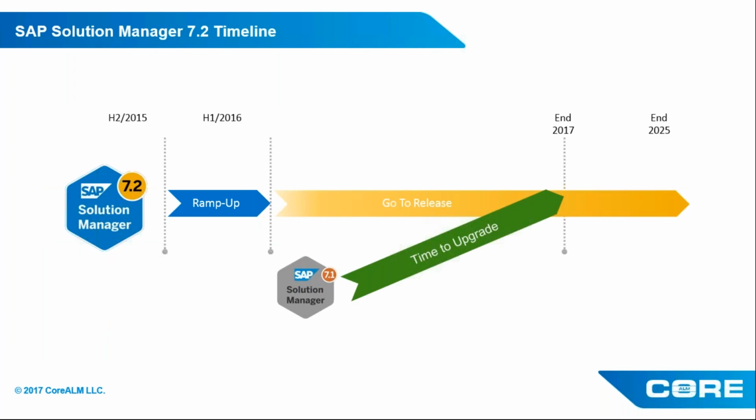So the timeline again, and I think probably most folks are aware of this: the end of this year is the time to upgrade, before the end of the year. 7.2 is a big change with Solution Manager, and in a lot of the areas there's a lot of new functionality and improvements to existing functionality. It was ramp-up last year, and this year we've been moving towards upgrading.